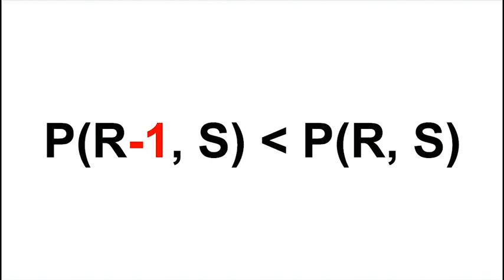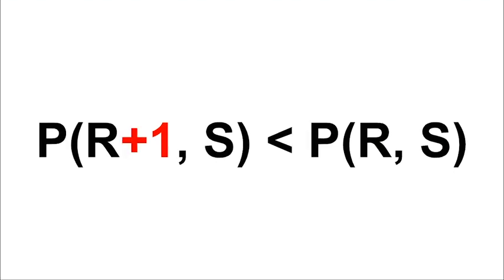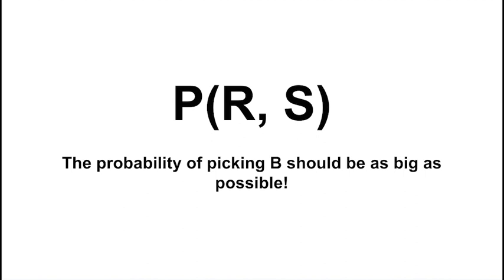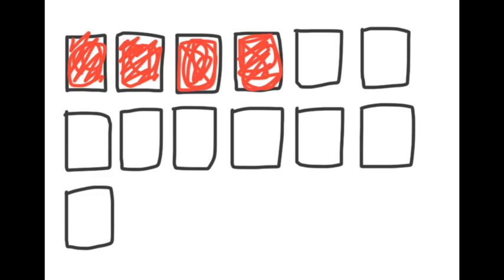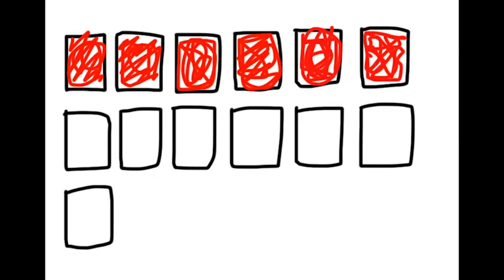P of R minus 1, S is less than P of R, S, and P of R plus 1, S is less than P of R, S. What does this mean? Well, we want to maximize P of R, S. If R was one number less, if it was R minus 1, we'd stop rejecting too soon, and we'd have a lower probability of picking B.